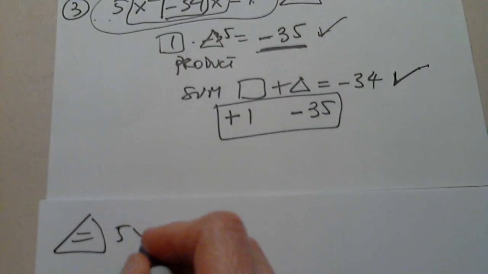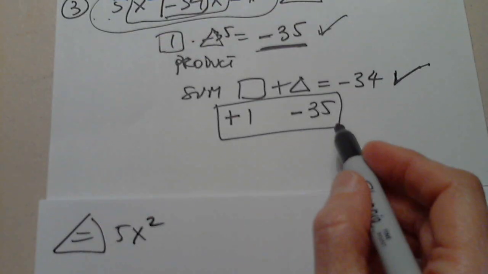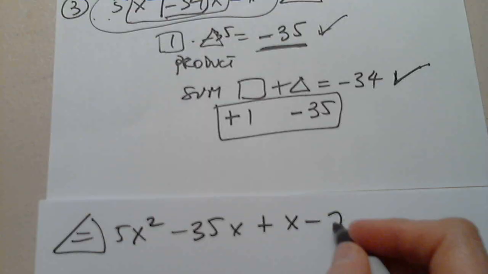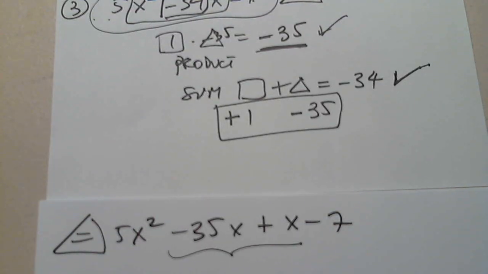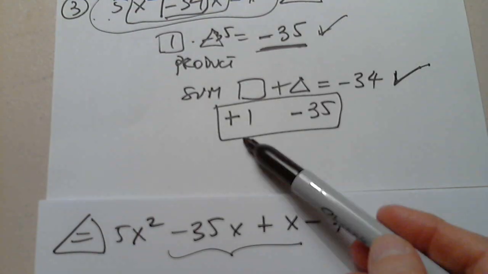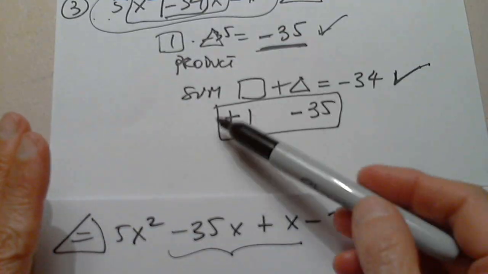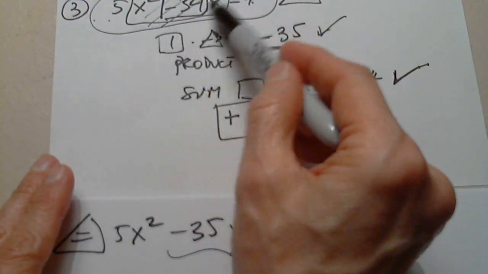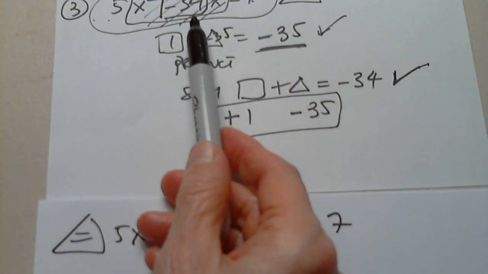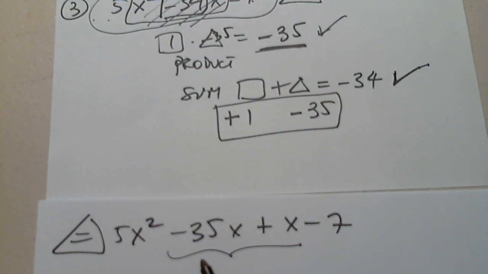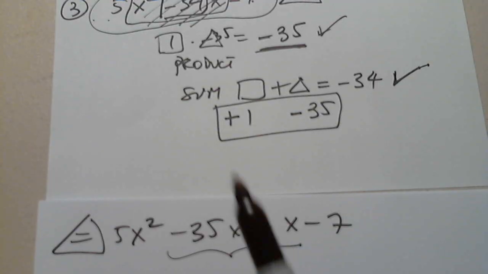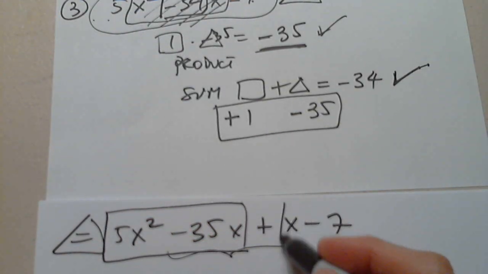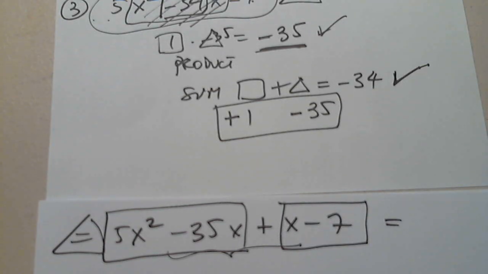So now I have 5x squared, and I have to use these two. Negative 35x plus x minus 7. There is no change here. I use the 2 numbers, whose sum is this and whose product is this, to replace the middle term. Instead of negative 34x, I have negative 35x plus x. That's the same thing. But now, when I have 4 terms, I can factor by grouping.